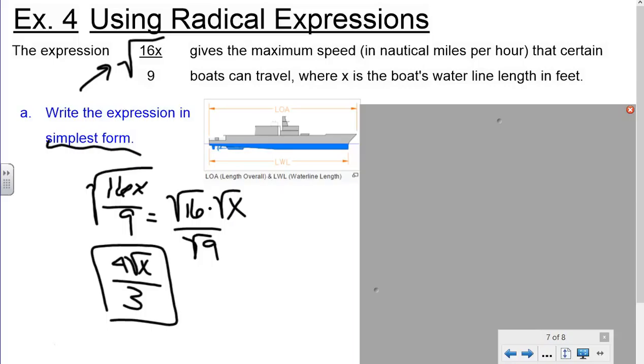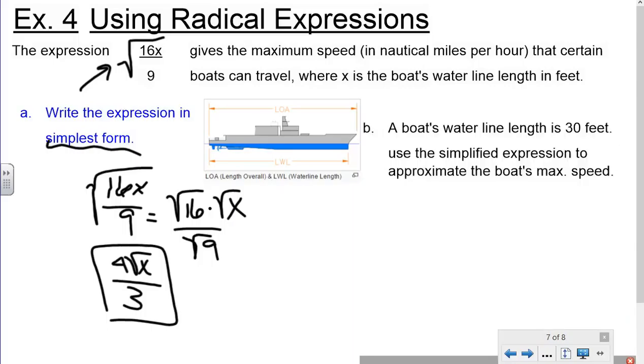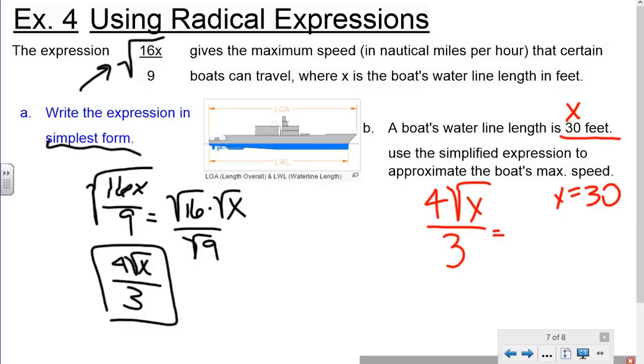And we're going to use this expression to answer the next part of this question, which says the boat's waterline length is 30 feet. So that's important here. Use this expression to approximate the boat's maximum speed. So why, 16 times 30 over 9? No. Okay, now where am I going to use 30? X. Very good, this is x. So x equals 30, so I substitute that in here. I always start with the original expression. So 4 root 30 over 3.